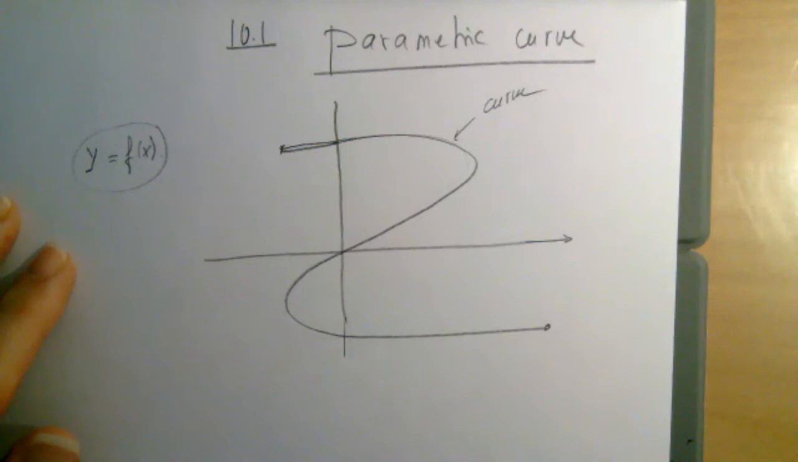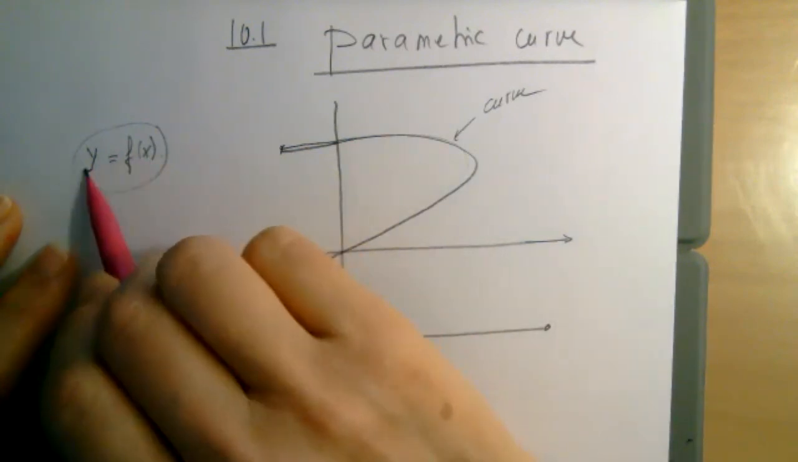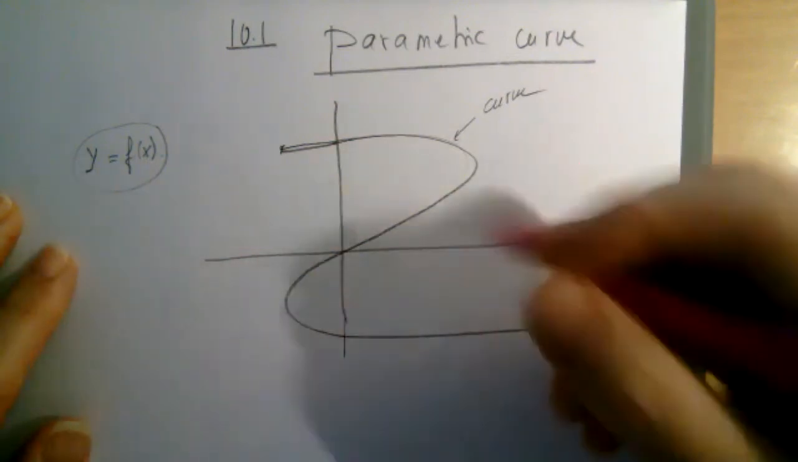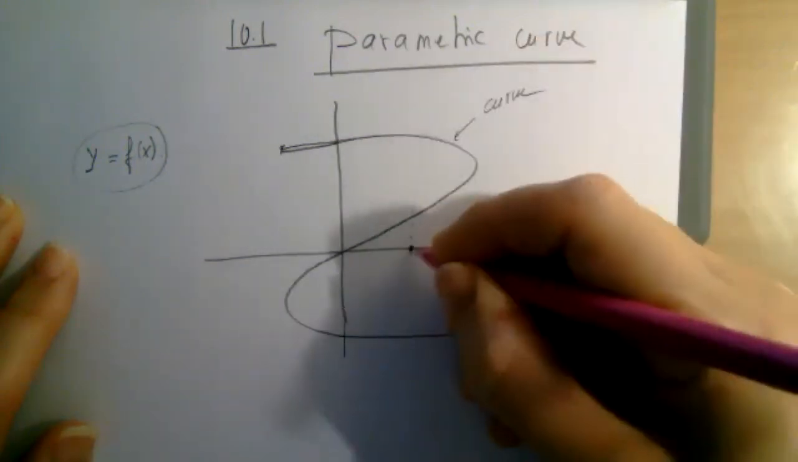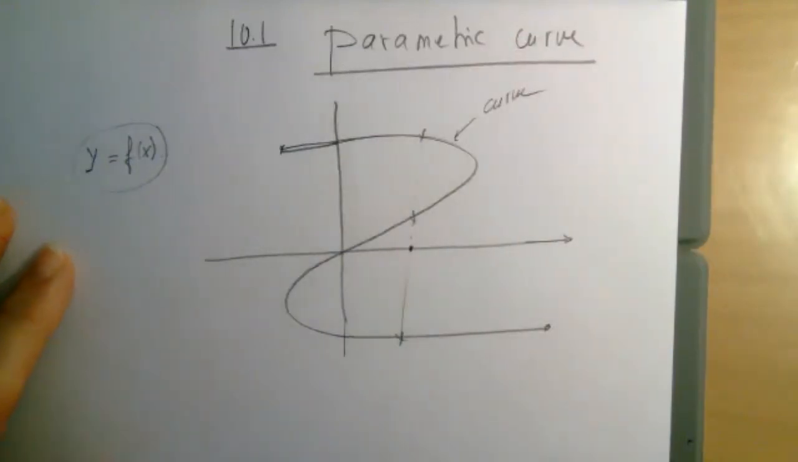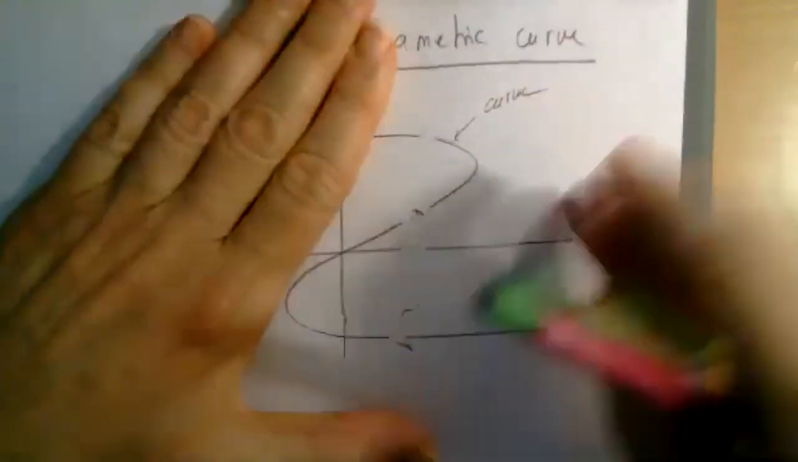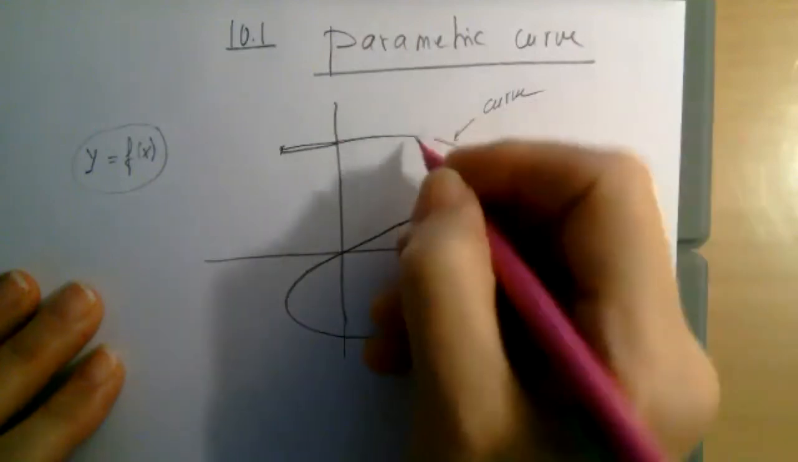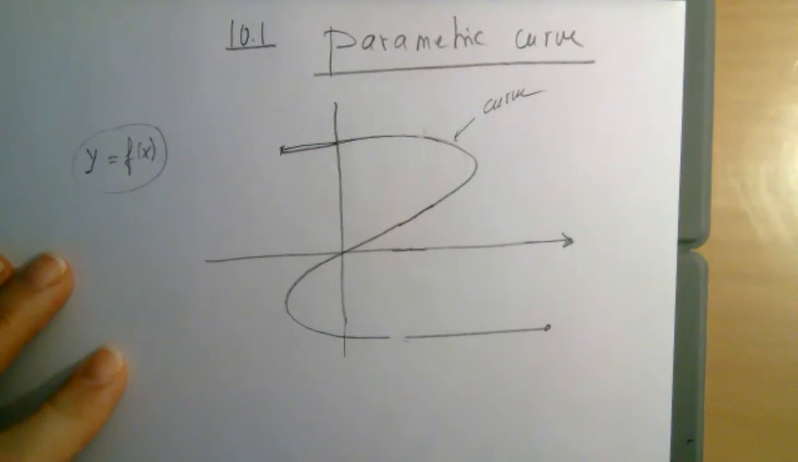Because you remember, for a function, every value of x should give you one value of y. And there is no way to do that here. If I give you this value of x, there are three different values of y. So I cannot describe this curve by giving y as a function of x. So we will describe this curve in a different way.